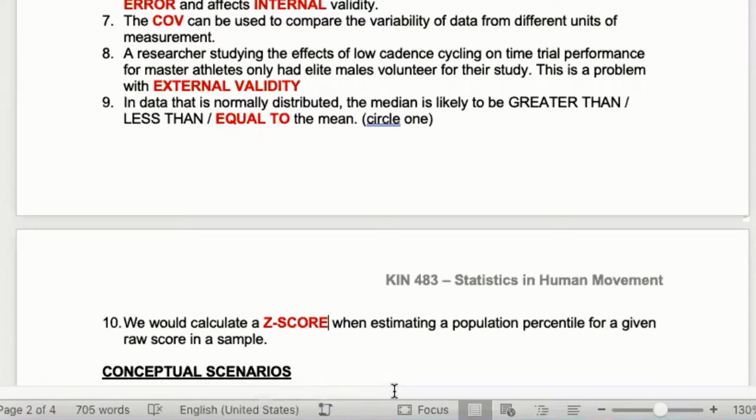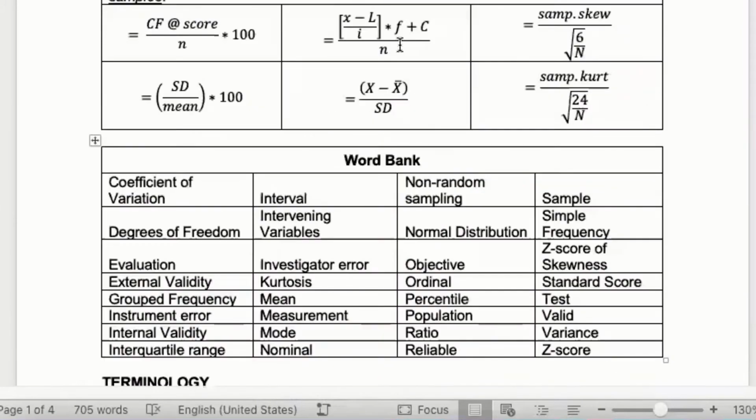Z-score. Okay. So z-scores we calculate using this formula, right? So we have a raw score of interest, minus the mean of our sample, divided by the standard deviation.